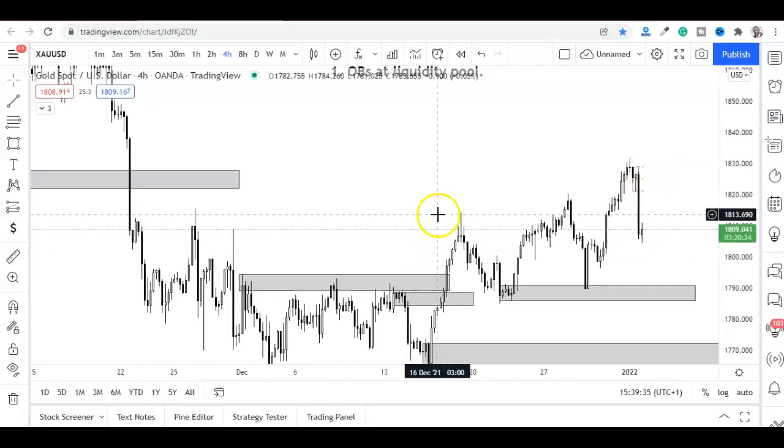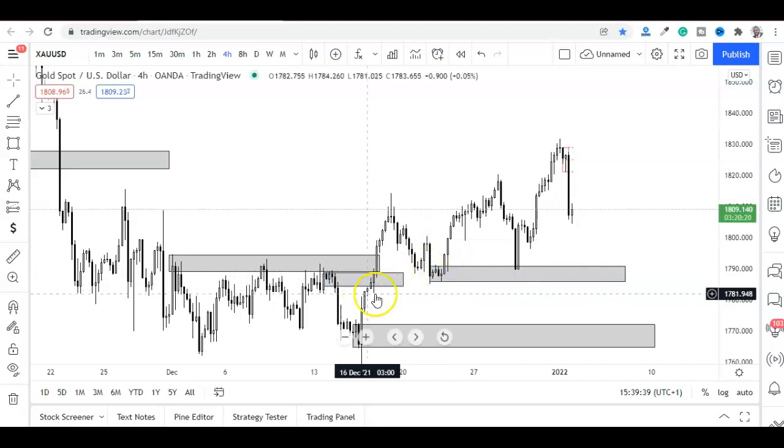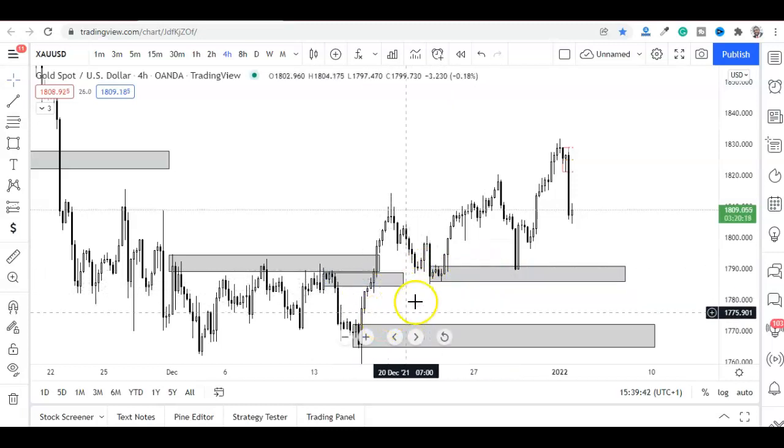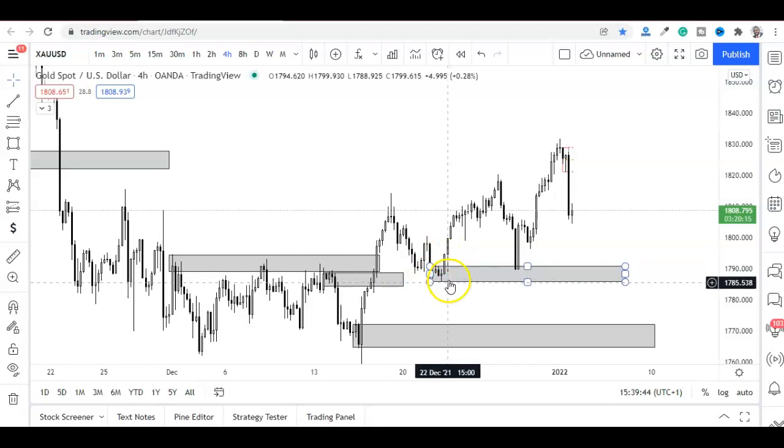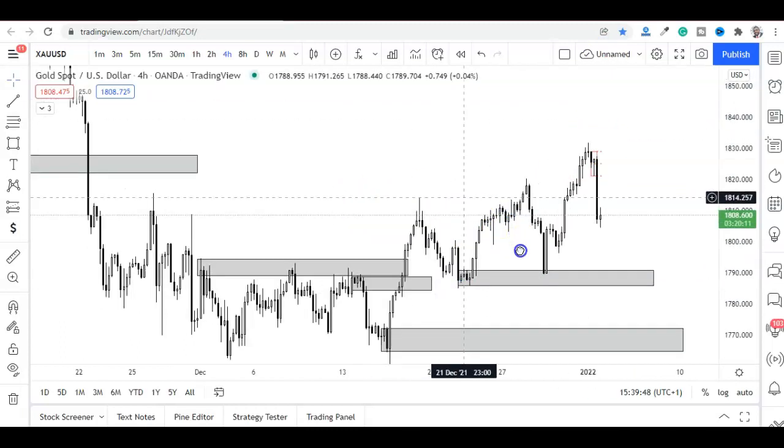You don't trade all order blocks. If you look at this now, you can see that there are no pools of liquidity below that much. That's why price respected here and moved. So that is that.